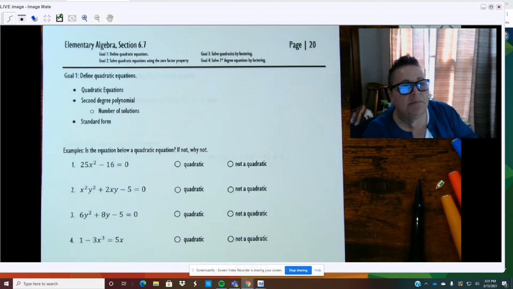All right. To begin, we are going to define what a quadratic equation is. The equations that we have solved thus far in this class have all been what are called linear equations. That is, they are degree 1. They have x to the first power, or whatever variable that may be.